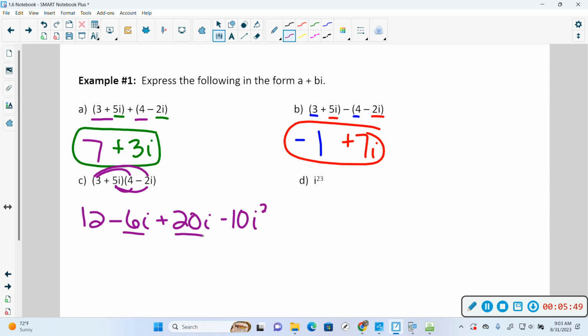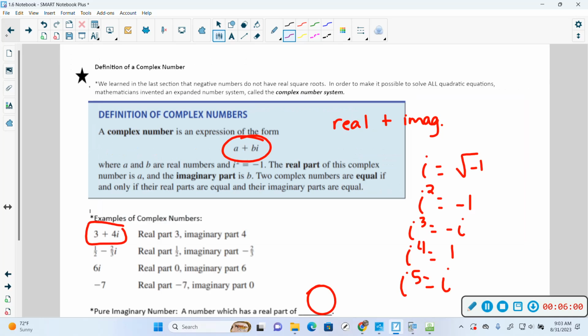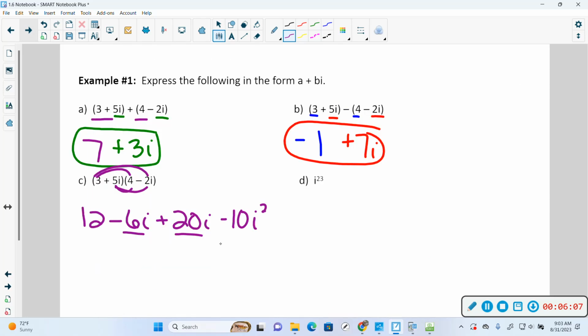And remember, your standard form of a complex number is a plus bi, just i, not i squared. So I do need to simplify that. We should hopefully know i squared is super common. i squared, of course, is really a negative 1. So I'm going to replace that with a negative 1. So that's really going to become a plus 10 there. So I'm going to now put the plus 10 and the 12 together. So 12 plus 10, I'm going to make it 22, and then 14i.